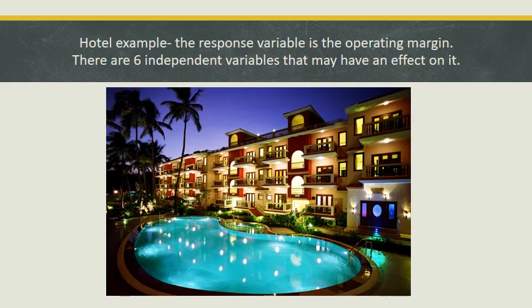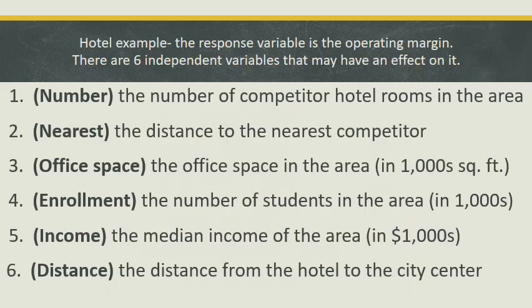We're going to look at an example about hotels. The y variable is operating margin, which is a measure of profitability, and there are 6 potential x variables that we are considering for our model, and they're all listed here.